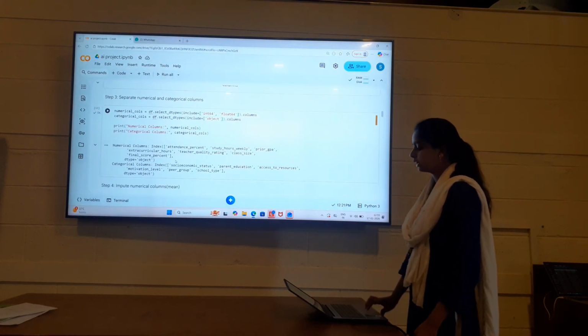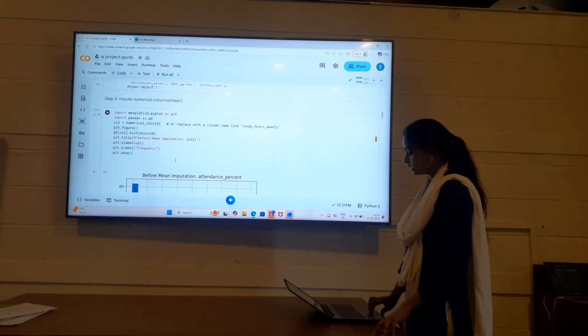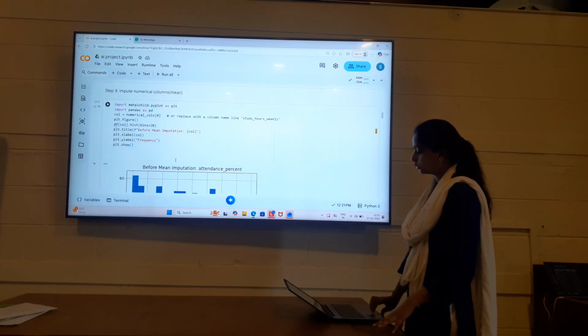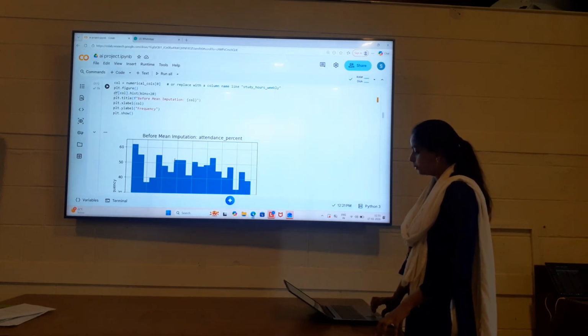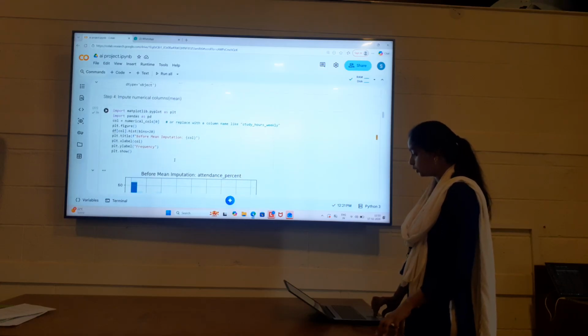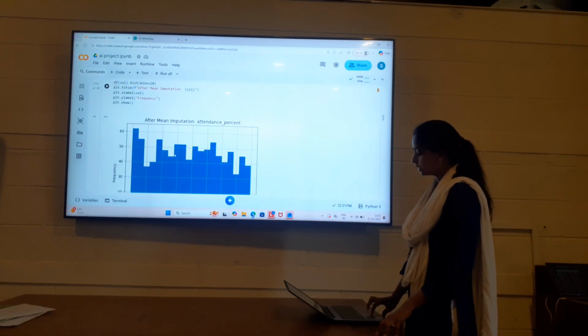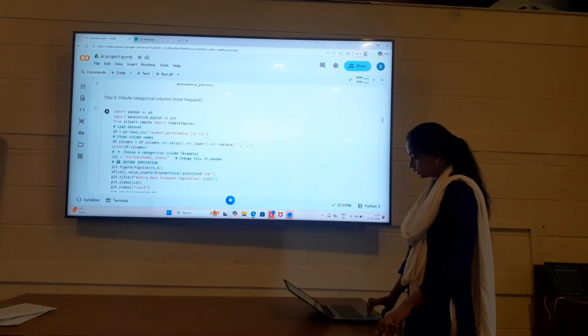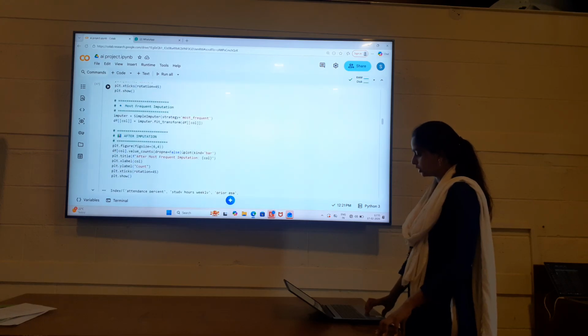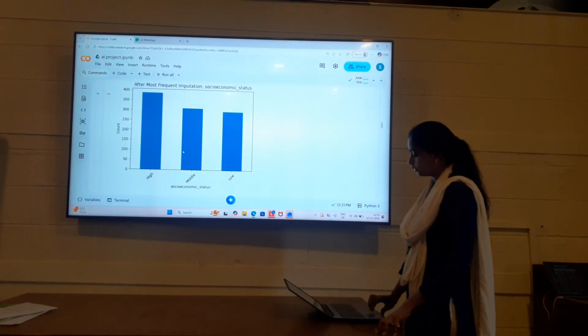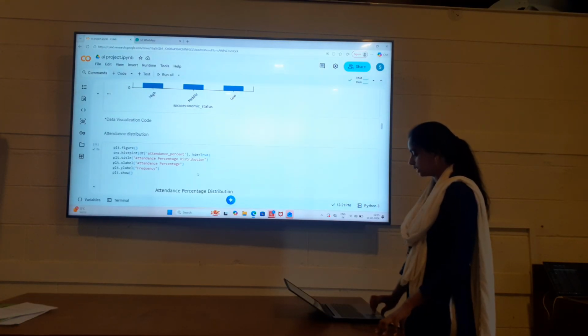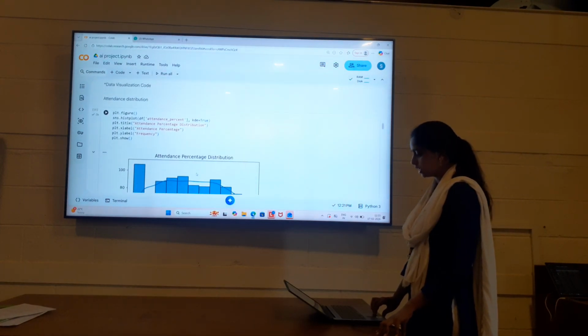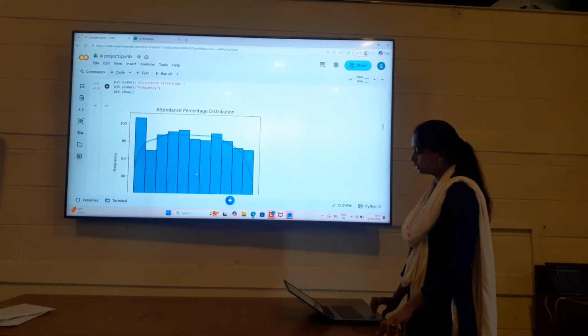I have separated the numerical and categorical columns, where we can see the mean imputation in the numerical columns, the attendance percentage before mean imputation and after mean imputation. In the categorical columns, the most frequent imputation is used, and the graphs before and after imputation are shown, which I have divided into high, middle, and low categories. This is the data visualization code, which shows the distribution of attendance percentage.